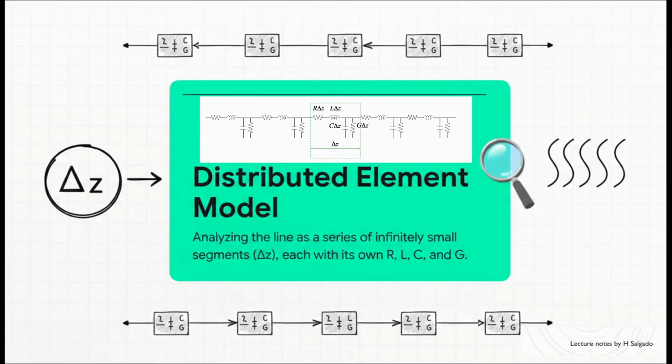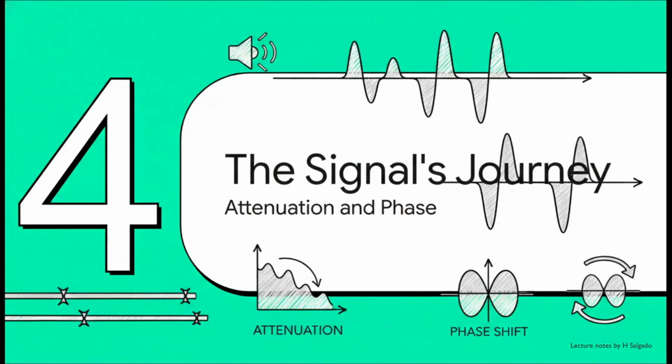The way we visualize this is by imagining the line as an infinite chain of tiny segments. Each little piece, we'll call it delta Z, has its own little chunk of resistance, inductance, capacitance, and conductance. And by analyzing this whole chain, we can finally and accurately predict what the signal looks like at any point along its journey. Okay, so now we have this much more powerful model.